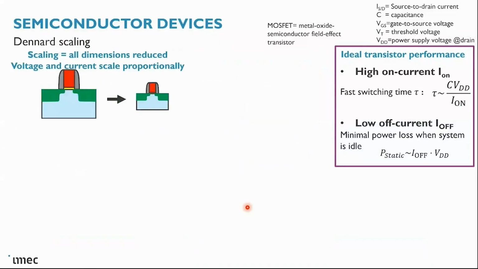Now, how the device performance has been optimized. Dennard's law, a scaling rule, showed that if we shrink all transistor dimensions and reduce voltage proportionally, transistors become faster, consume less power, and we can allow more of them on chip.